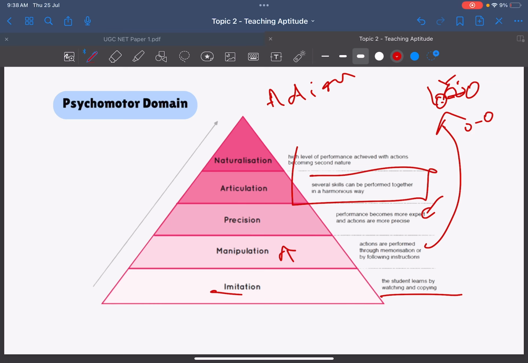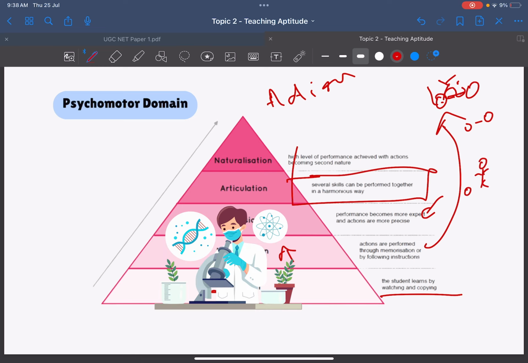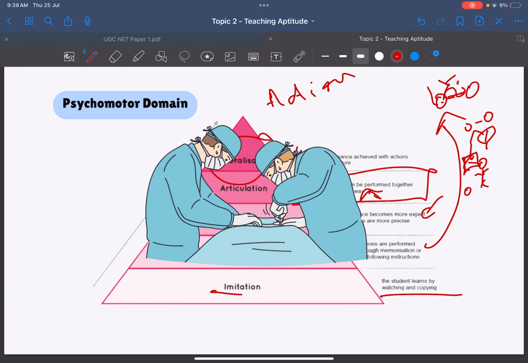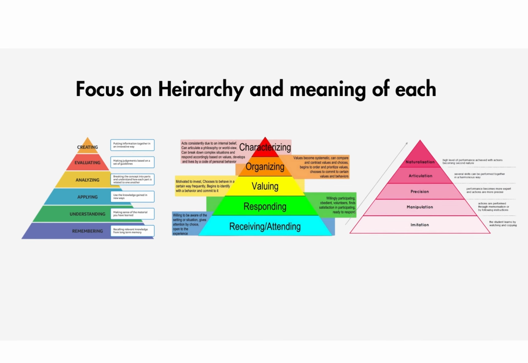Fourth is articulation, where several skills are performed together. Imagine a biologist looking at a microscope. Take a leaf, take a small cut out of it, put it in the microscope, and then watch it. So, several skills can be performed in a harmonious way. And finally, naturalization, where a high level of performance is required, such as a surgeon doing a very complicated surgery. The meaning is pretty easy to understand. Just focus on the hierarchy and what each of these means.